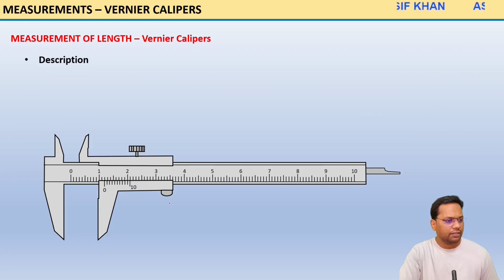Now there is one more part, which is also as important as the two jaws, that is, the internal and external jaws, that is the tail. This part is used to measure the depth of the hollow parts which are inside the given objects. For example, if you wanted to find the depth of a cylindrical structure or a tube, we cannot place these two jaws inside the hollow part.